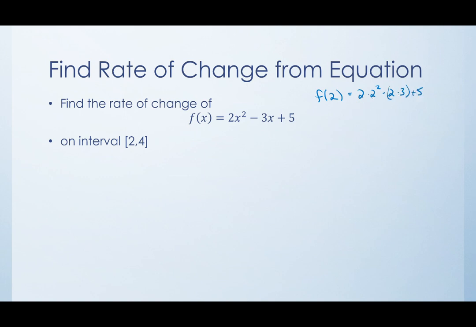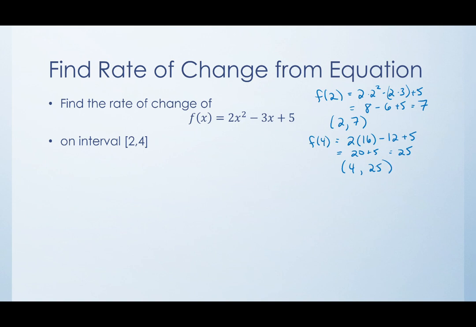And so we've got 2 times 4, which is 8, minus 6 plus 5, so that's going to be 7. So now we know one of the points on the graph, 2, 7. And then we need to do the same thing with f of 4. So 2 times 4 squared, which is 16, minus 3 times 4, which is 12, plus 5. So 32 minus 12 is 20, plus 5, so 25. And so we've got the point 4, 25.